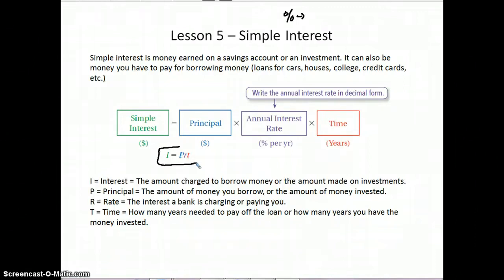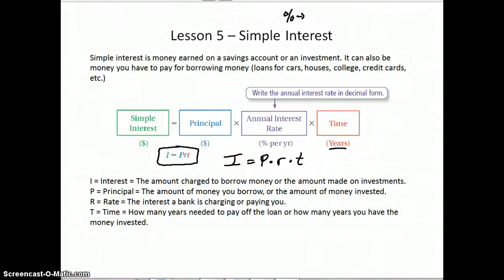It's I equals PRT. You'll hear people say PERT a lot of the time. It just means that interest is equal to principal times rate times time. And that time has to be in years. We'll talk about some examples that do give it to you in years, and sometimes it won't give it to you in years. They'll give it to you in months, maybe.